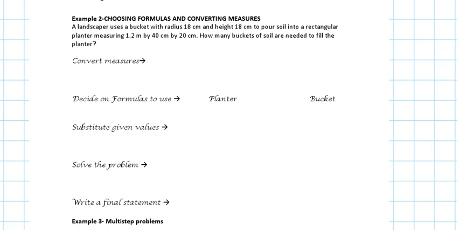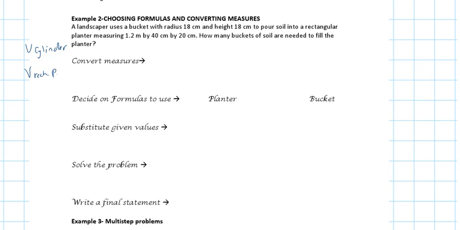Volume, right? So you need to find the volume of your cylinder, of your bucket. You need to find the volume of your planter, and then you have to find how many you need to fill it. Okay, so this is what we figured out. We figured out that we need to find the volume of the cylinder or the bucket, right? And we need to figure out the volume of the rectangular prism. Okay? These are the two things that we're looking for.